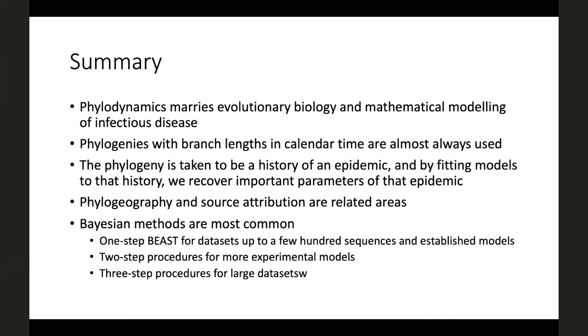There's the 1-step BEAST for well-behaved data sets and well-behaved models. There are 2-step procedures if you can get some trees out of BEAST, and there are 3-step procedures if you have a very large data set and need to fit it to a timeline some other way.